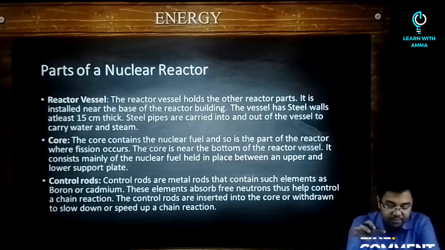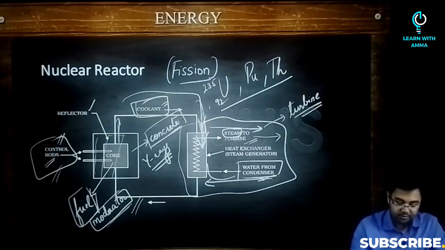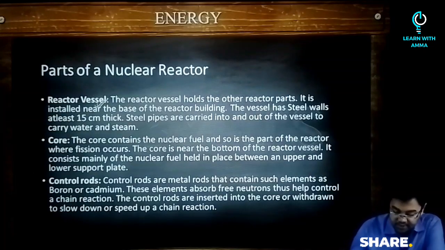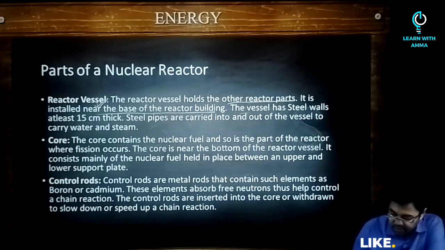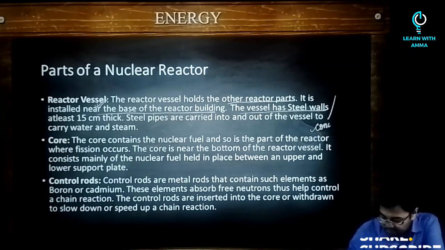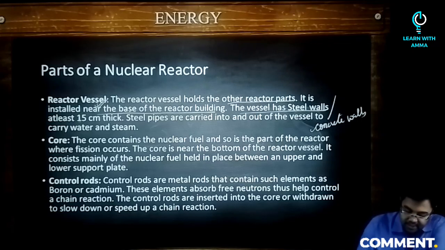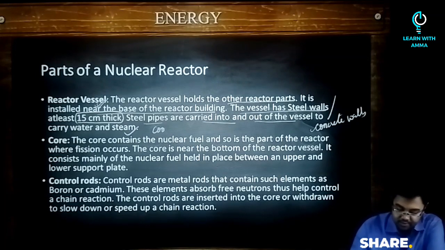So if we look at the parts of a nuclear reactor, first of all, the nuclear vessel, this part. The nuclear vessel holds the other reactor parts. It is installed near the base of the nuclear reactor building. The vessel has a steel wall or it can be concrete walls at least 15 centimeter thick. Steel pipes are carried into and out of the vessel to carry water and steam, which is basically the coolant.